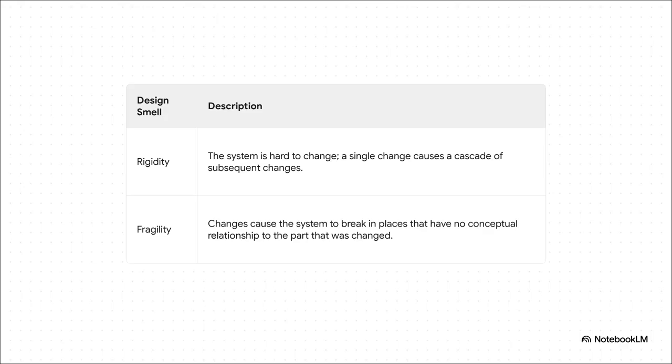It's awful. But a fragile system? Oh, that's even worse. You make a change over here, and something completely unrelated breaks over there. And fat interfaces are a huge cause of this, because they create this tangled web of dependencies, forcing classes to care about methods they don't even use.